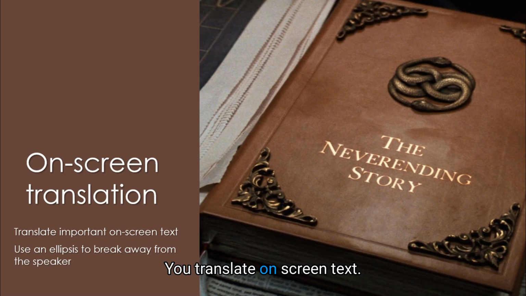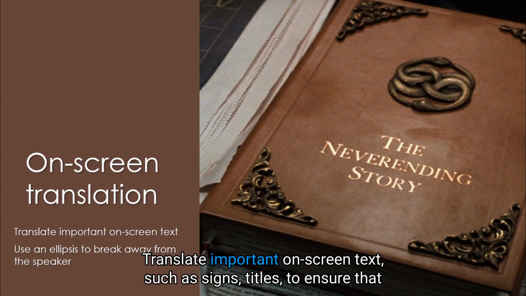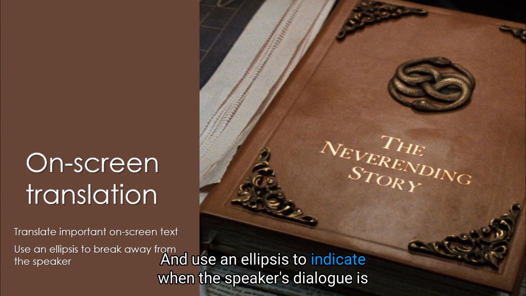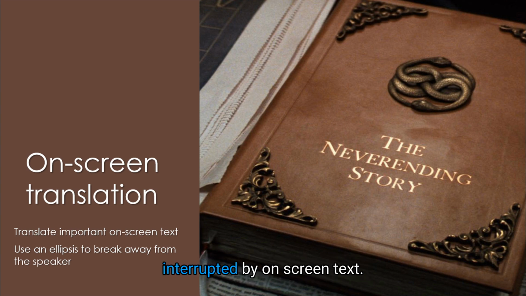Translate important on-screen text such as signs and titles to ensure that viewers understand the context, and use an ellipsis to indicate when the speaker's dialogue is interrupted by on-screen text.